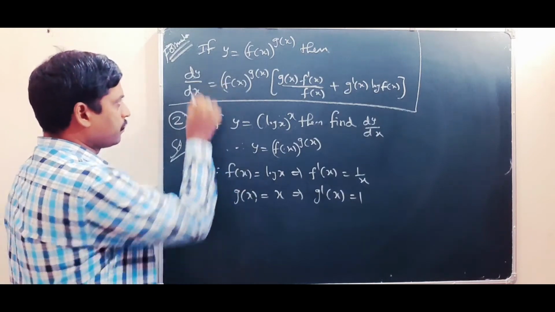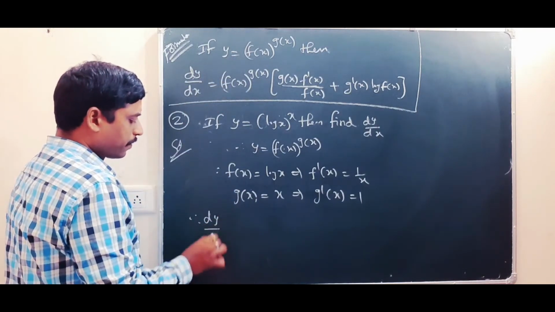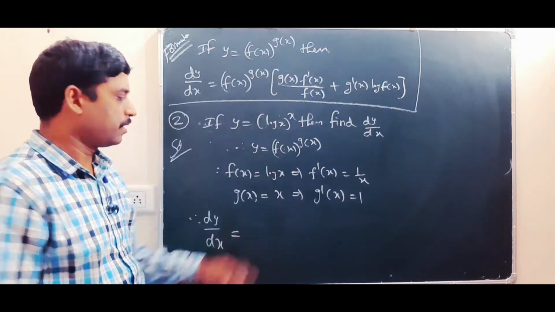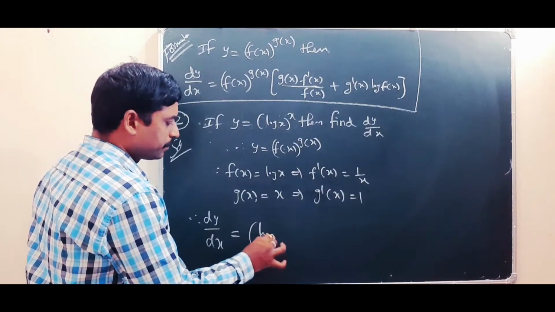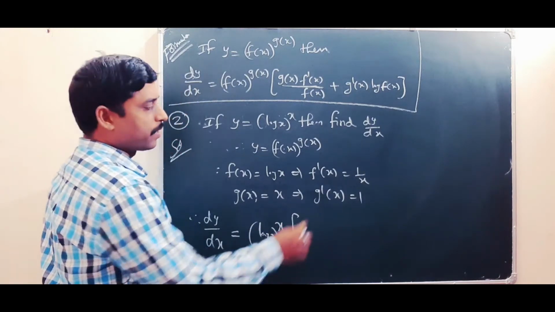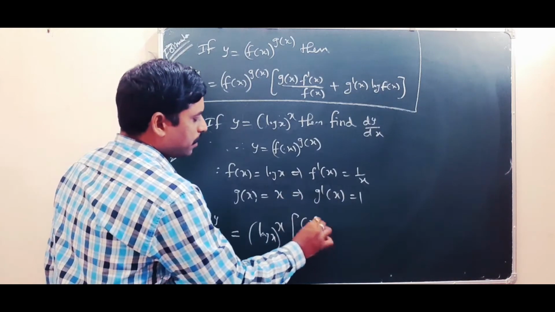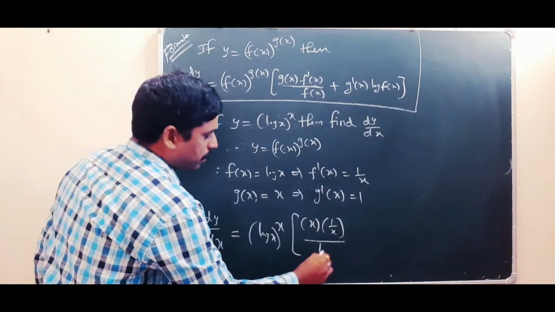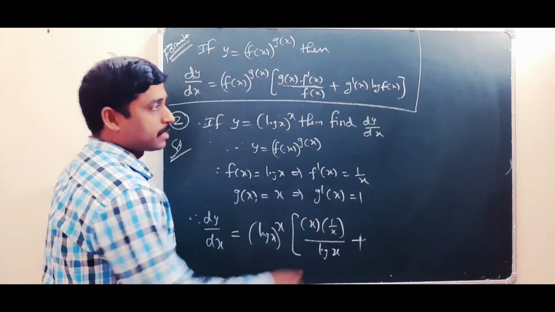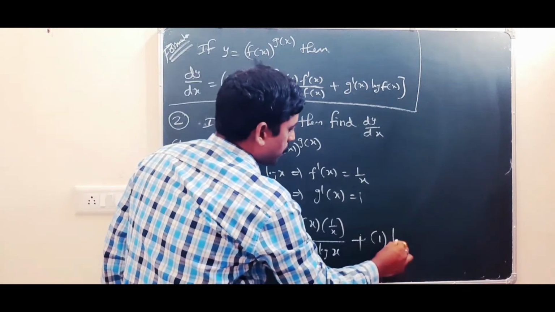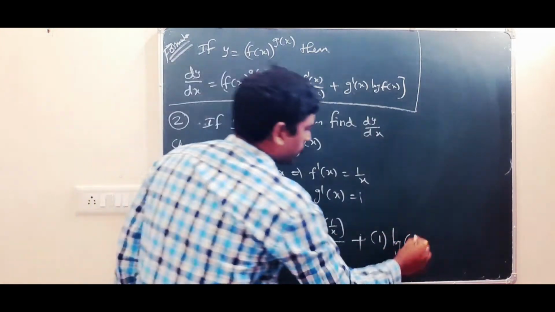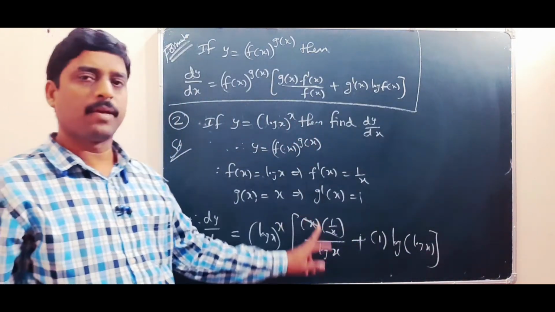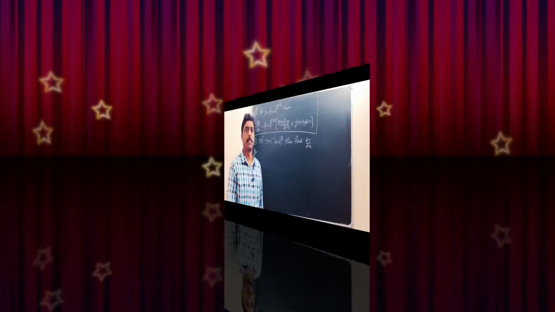Okay, now what is the formula? dy by dx is equal to, where f of x place in right log x and g of x place in right x. Log x power x into g of x, where g of x value x, f dash x value 1 by x upon f of x value right log x plus g dash x value 1 log of f of x value right log x. So what is the answer? In this x gets cancelled. So log x power x into 1 by log x plus log of log x, this is the answer.